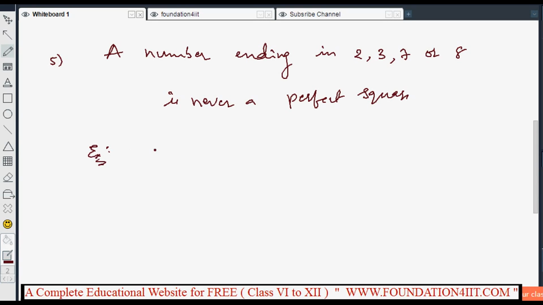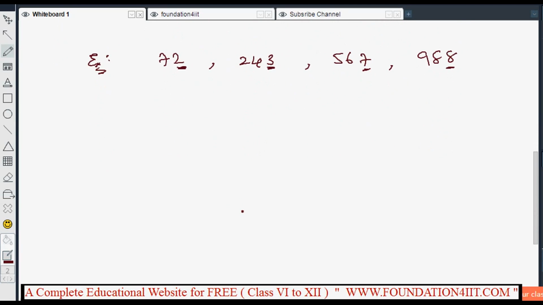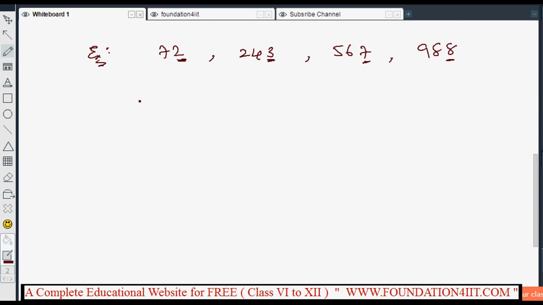Example: 72, so 2 is in the units place. 243, 3 in the units place. 567 and 988. So a number which is ending with 2, 3, 7 or 8 can never be a perfect square. So none of them are perfect squares. Not only these examples, you can take any number ending with 2, 3, 7, 8 in the units place. So in objective questions asking for a perfect square, you can directly guess it by seeing these digits.